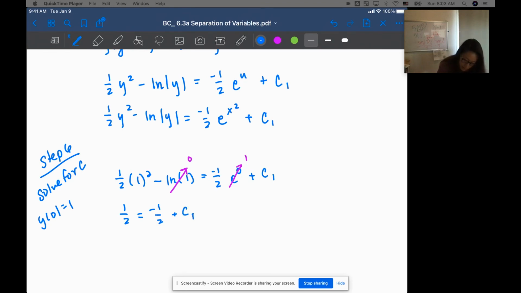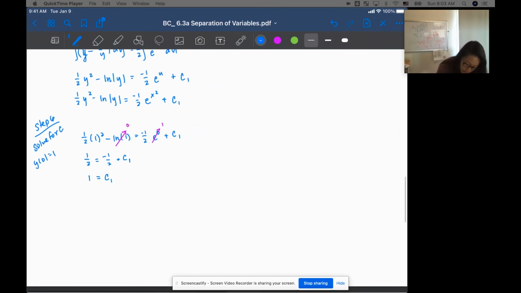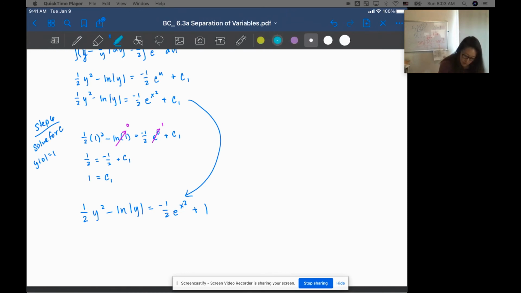Add 1/2 to both sides. I get 1 is equal to c1. So I can go ahead and write the solution to my differential equation as 1/2 y squared minus the ln of the absolute value of y is equal to negative 1/2 e to the x squared plus 1. I am not going to solve this one for y because it is very complicated. Okay, we're going to stop there. That's it. One more example.